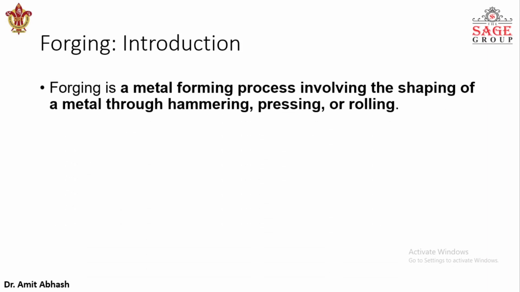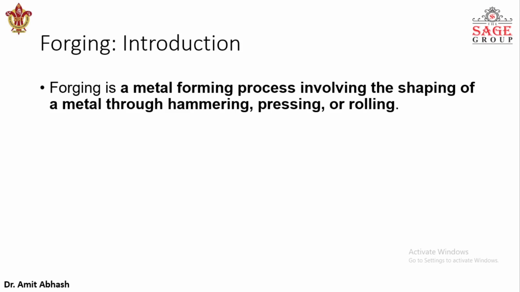At first, what is forging? Forging is a metal forming process involving the shaping of a metal through hammering, pressing, or rolling. Means whatever force we apply, either we apply using a hammer, or we press it, or we roll it. So a compressive force we apply so that the final desired shape of the product will be achieved using these types of process.